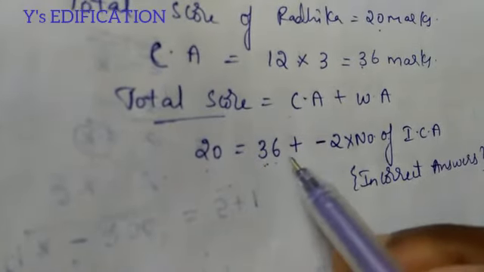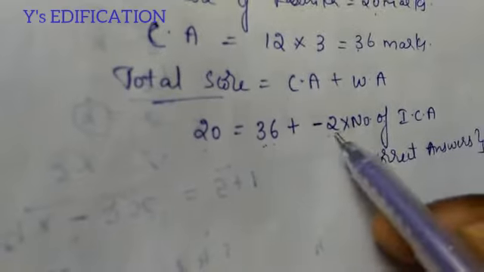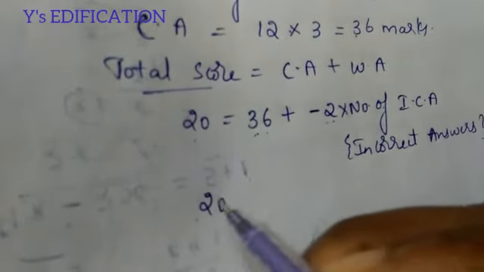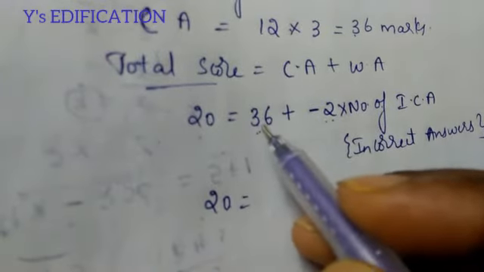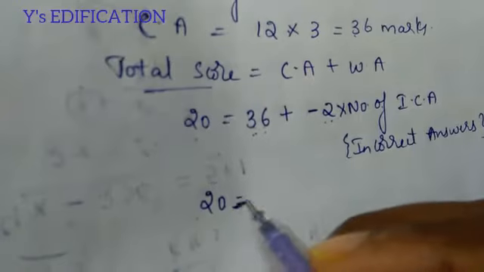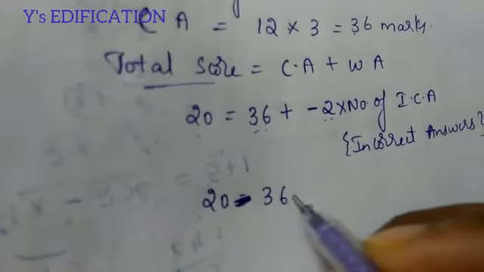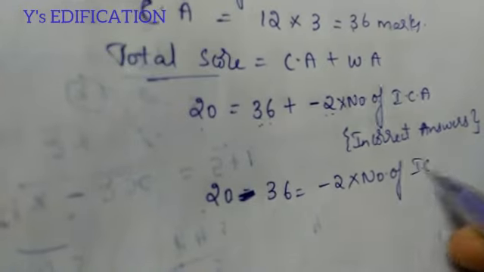Correct answers give 36 marks. But for wrong answers, we don't know how many wrong she wrote, so we are finding that. So 20 is equal to 36 plus the wrong-answer marks. If we transpose this plus 36, it becomes minus 36 is equal to minus 2 into number of incorrect answers.